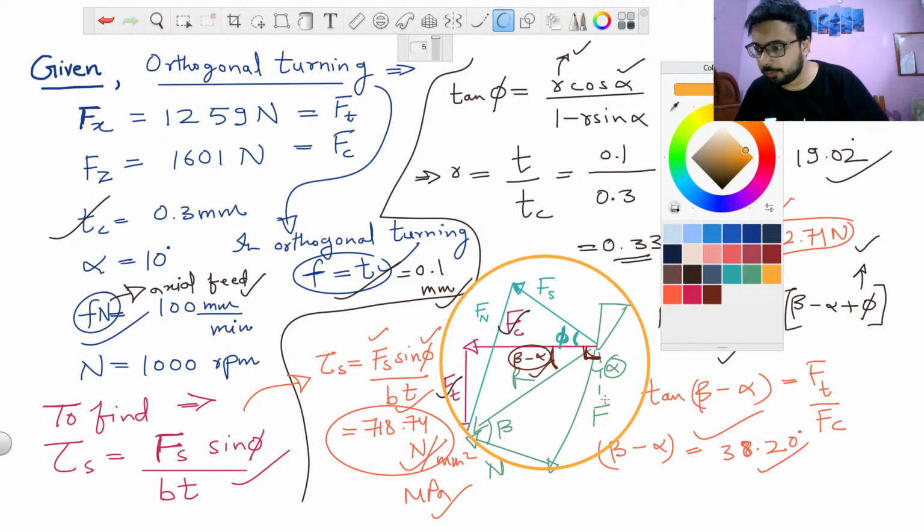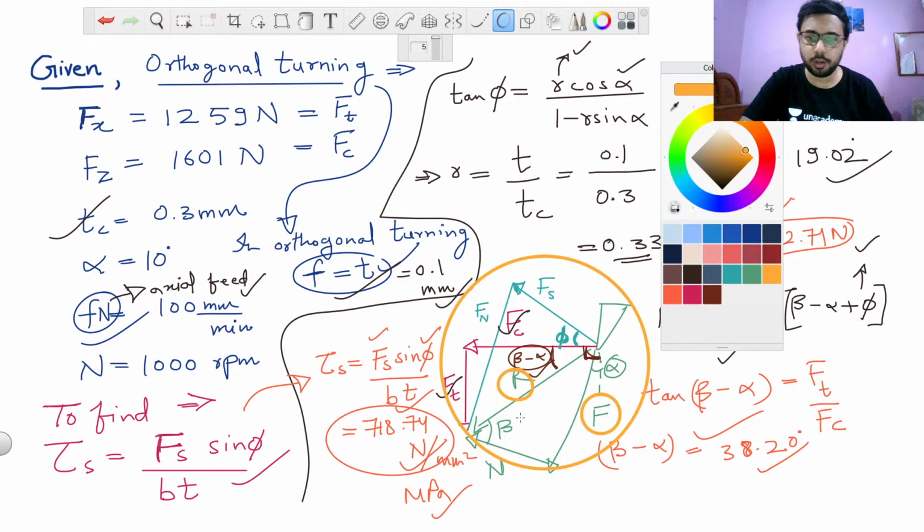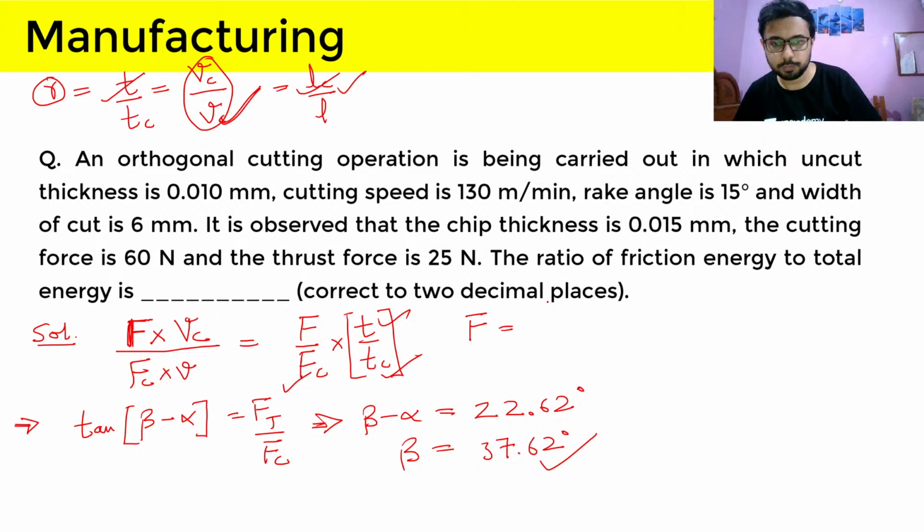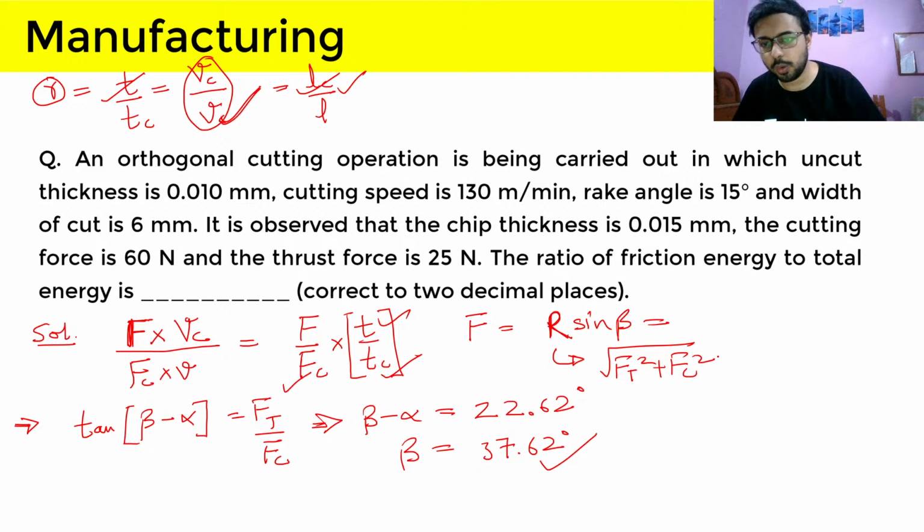Here the F, that is the frictional force, will be equal to R sine beta. So R sine beta will be equal to your F here, and because this is a right angle triangle, we will be writing F equal to R, that is the resultant force, sine of beta, and we can calculate R by this formula, which is Ft square plus Fc square. So what will be the answer here?